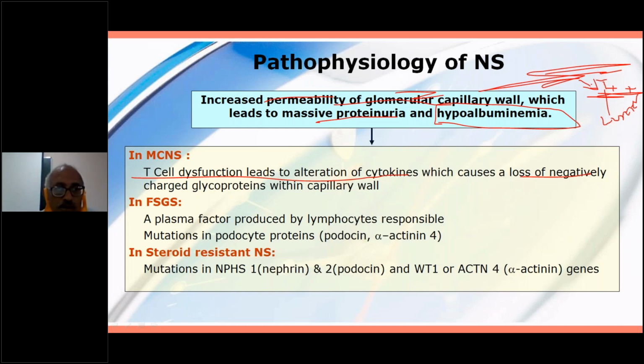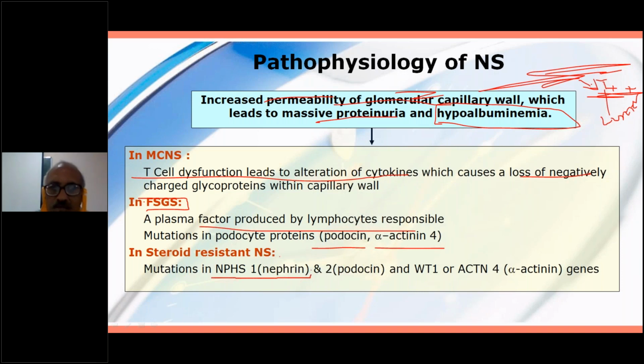In case of focal segmental glomerulosclerosis, there is a structural difference. Here you can see the structure is different. There is a plasma factor from lymphocytes responsible, and this is dependent upon mutations in what are called alpha-actinin 4 and podocin. These are structural proteins on the basement membrane. Their structure is changed, and that leads to the sclerosis. In most steroid-resistant nephrotic syndrome, these mutations are supposed to happen.